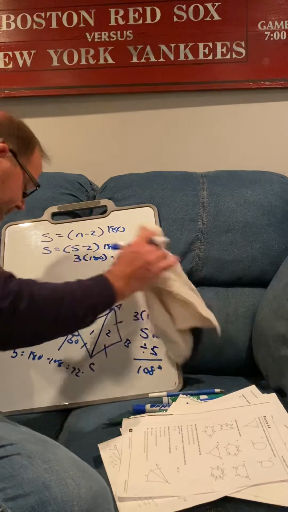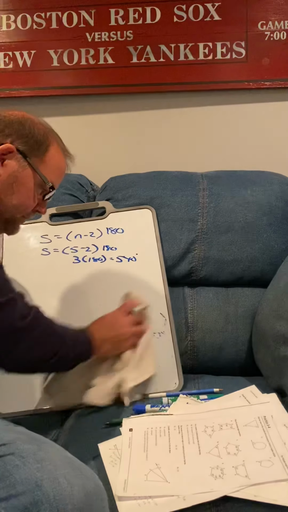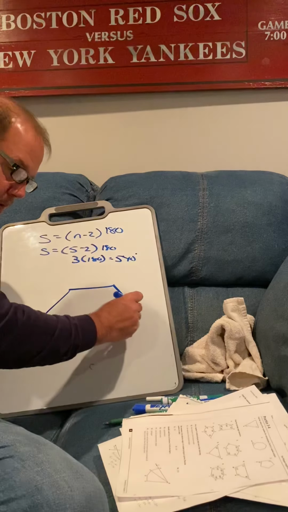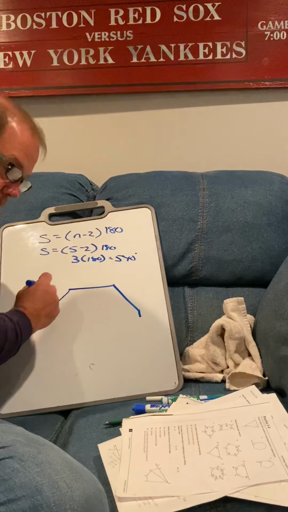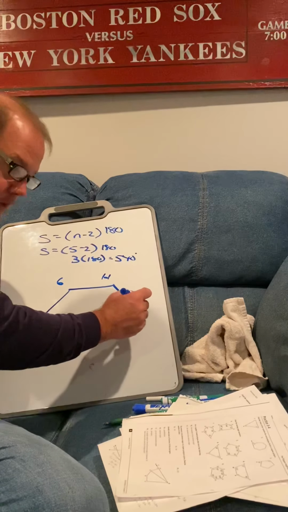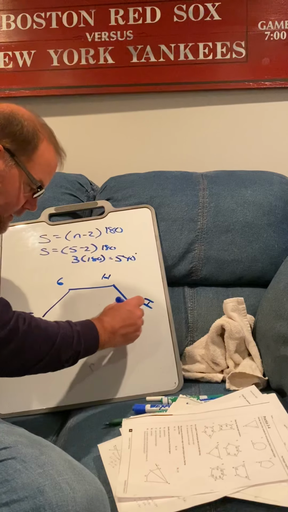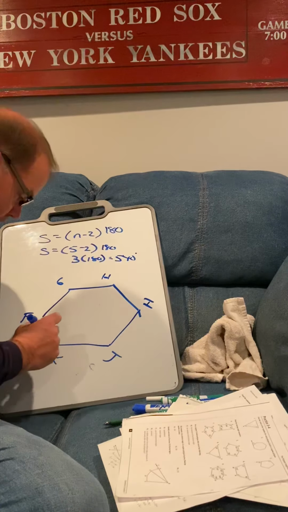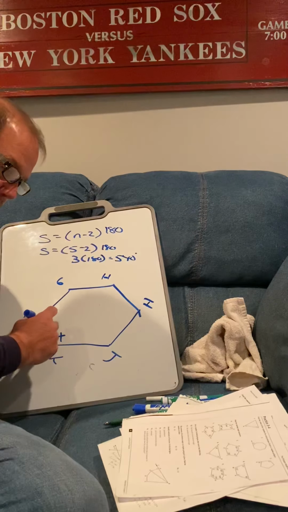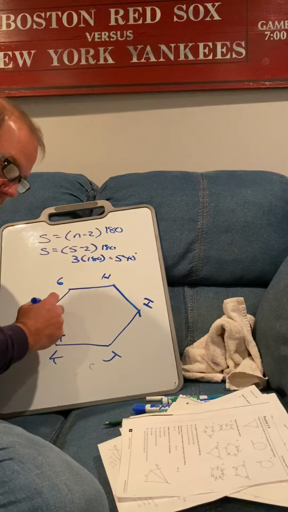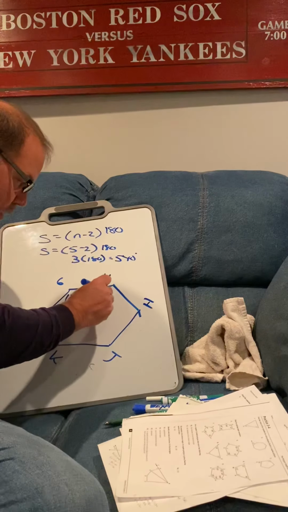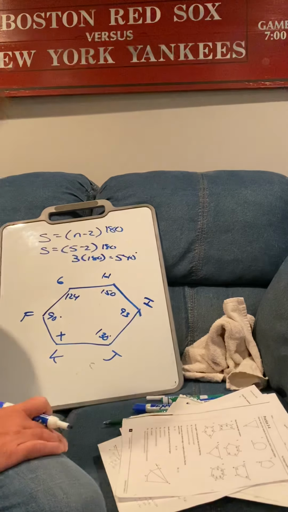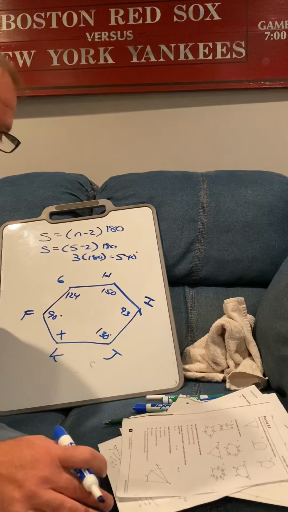Now looking at number 5, we have F, G, H, I, J, K. That one's X, this one's 90 degrees, 124, 150, 93, 130. So the question is, how do you find this missing angle?